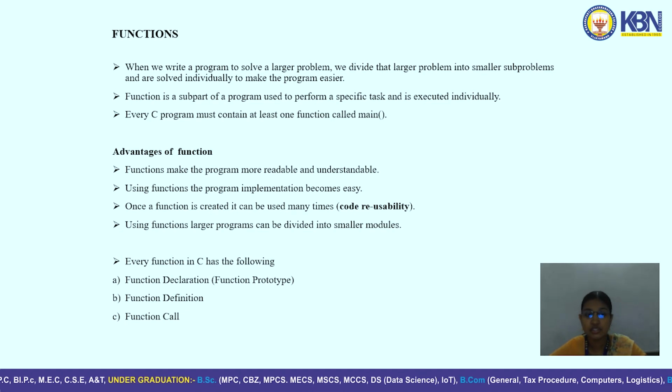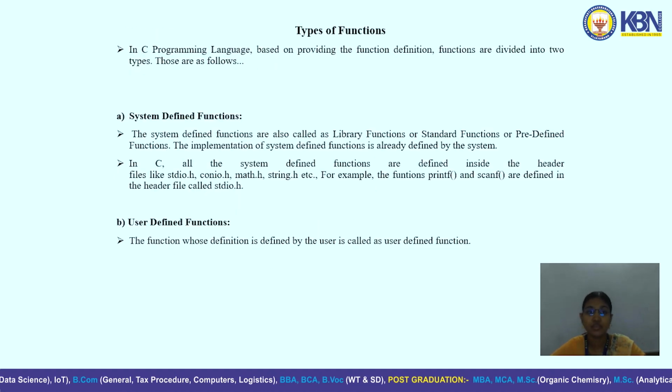Every function in C has the following parts. First one is the function declaration, also known as function prototype. Second one, function definition. Third one, function calling. Let us see what the types of functions are. Functions can be divided into two types. First one is the system defined function. They are also known as library function, standard function, predefined function. It means already defined by the system.